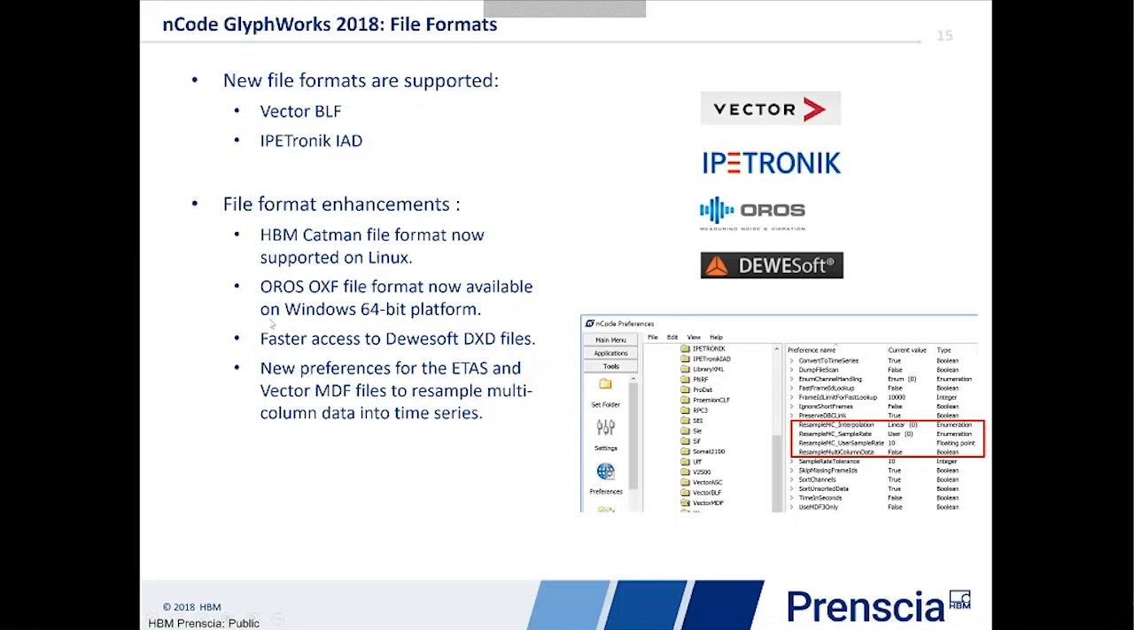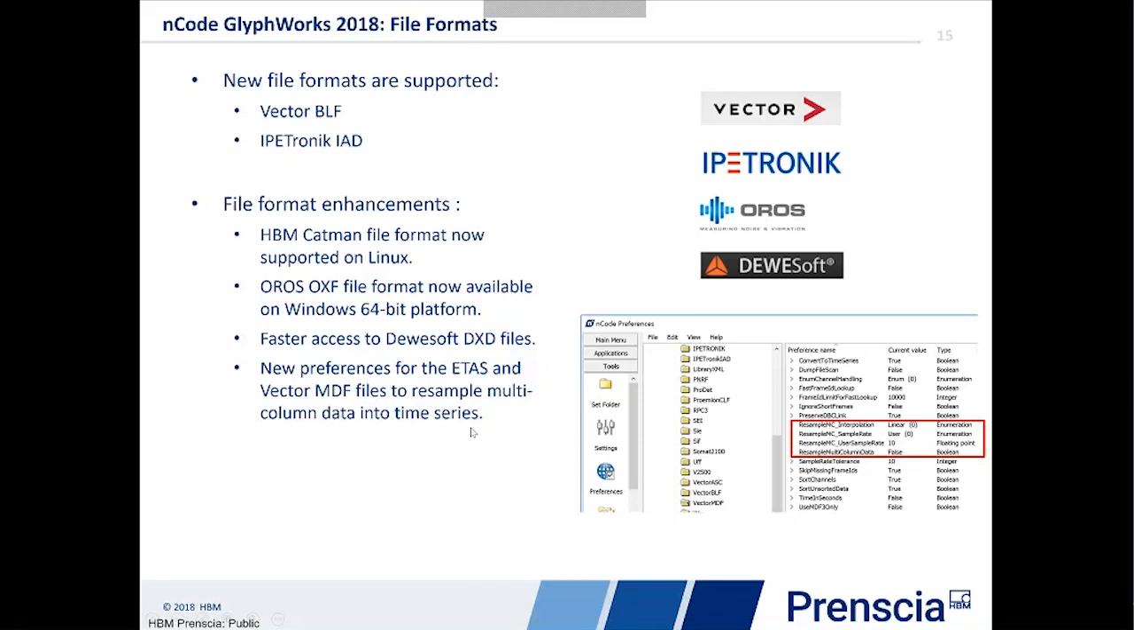So a wide range of file formats. OROS files are typically used for NVH type, like vibration and acoustic applications, and DBsoft is a pretty generic type of application. HBM Catman is part of our group, of course. And so those are the file formats that have been enhanced.